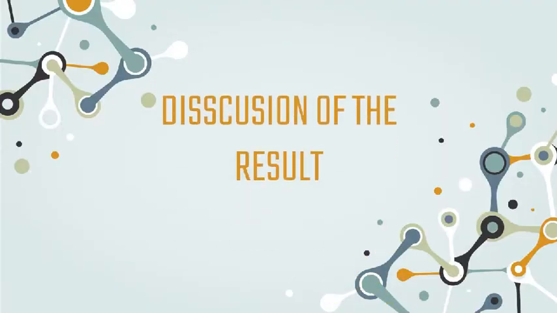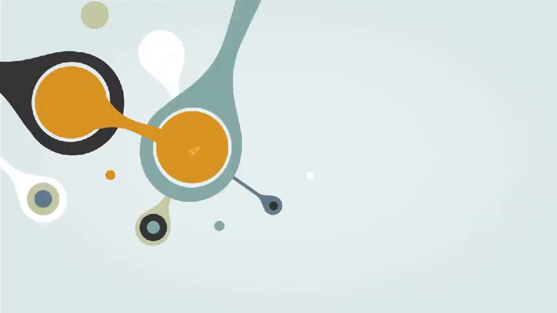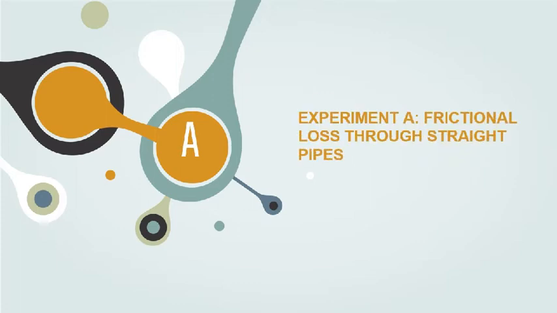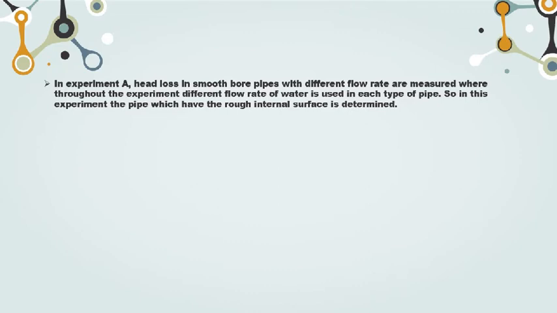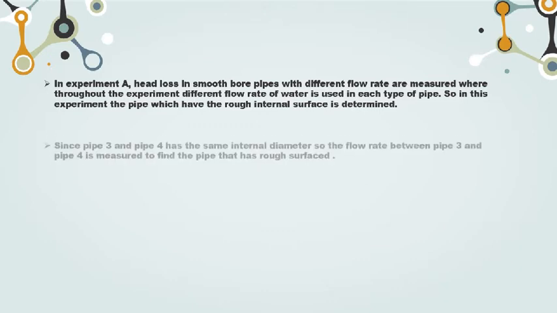So let's continue on the discussion of the result of this experiment. Let's start with experiment A, which is frictional loss through pipes. In this experiment, the head loss is calculated by using a different flow rate of water across the smooth bore pipes, and throughout the experiment, a different flow rate of water is used in each type of pipe. So basically, this experiment is conducted to determine the pipe which has a rougher internal surface.